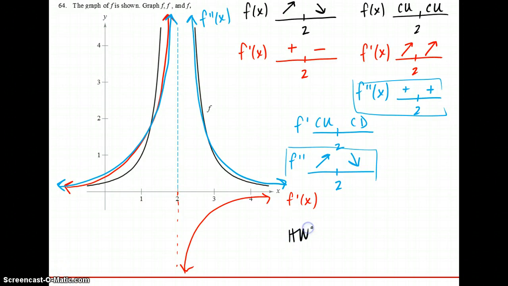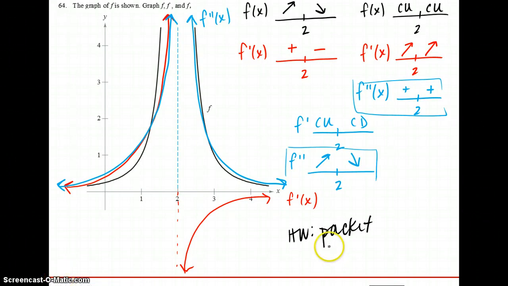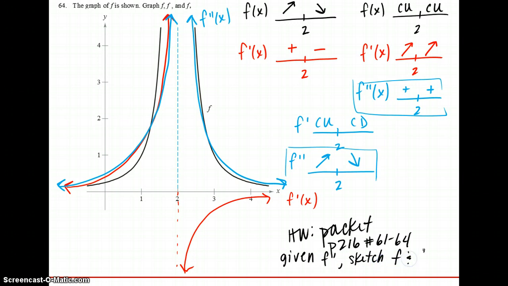So your homework, and there's a packet of this, it's on Edmodo. It's page 216, numbers 61 to 64. And you're given the derivative function, and you're asked to sketch the original and the second derivative.